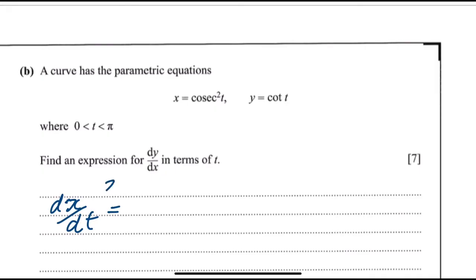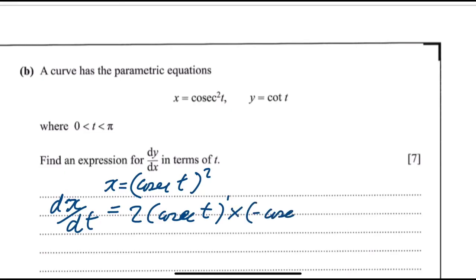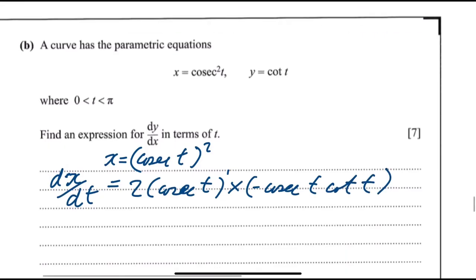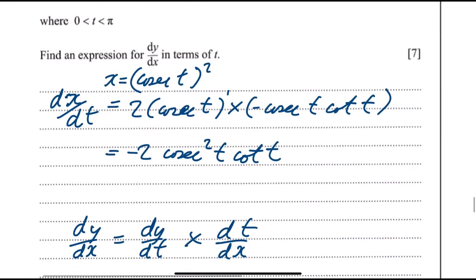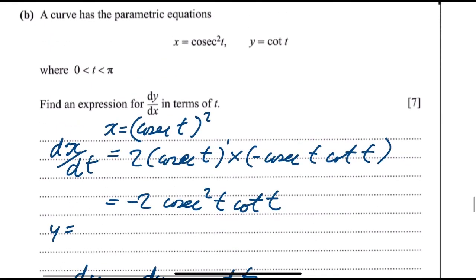So if you think about this, x is equal to cosec t all squared. So it's a function of a function. So differentiate with respect to the bracket, you'll have 2 times cosec t, now to the power 1, and differentiate cosec, it tells you in the formula booklet that gives you minus cosec t cot t. Okay, so tally that up. That is minus 2 cosec squared t cot t. And your y was equal to just cot t. And you're told that one in the formula booklet.